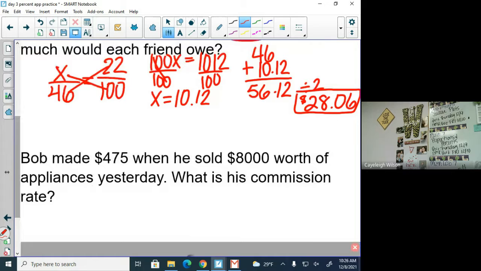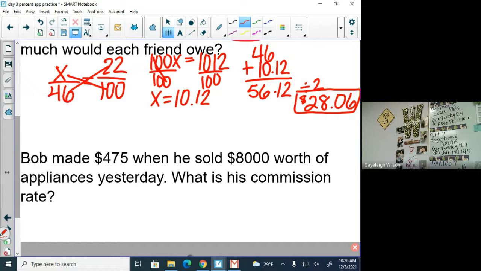All right, here's another one we're going to look at. Bob made $475 when he sold $8,000 worth of appliances yesterday. What is his commission rate?